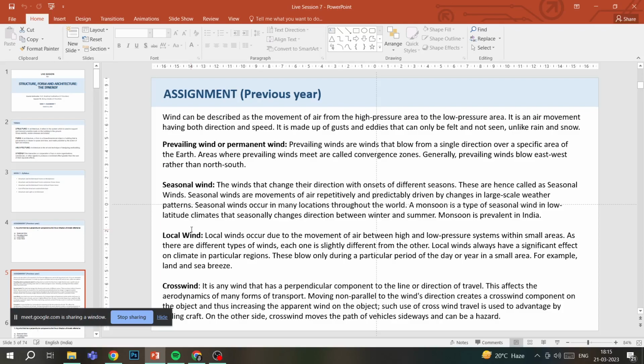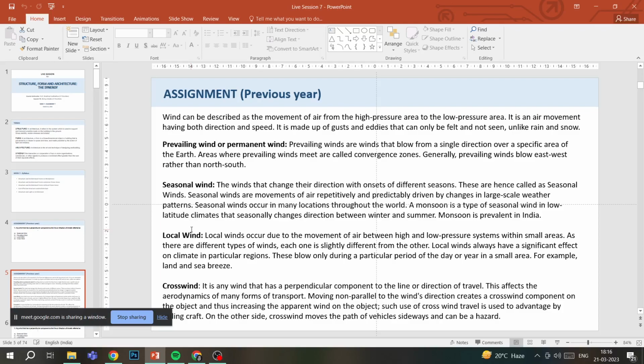Then crosswind. Prevailing wind, seasonal wind and local wind are the three different kinds of winds usually talked about when you ask about the different kinds of winds, mainly based on how long they stay, where and how they happen, and whether they change direction. So they are categorized on that basis. Now a crosswind is a wind that has a perpendicular component to the line of direction of travel, and it affects the aerodynamics of many forms of transport.